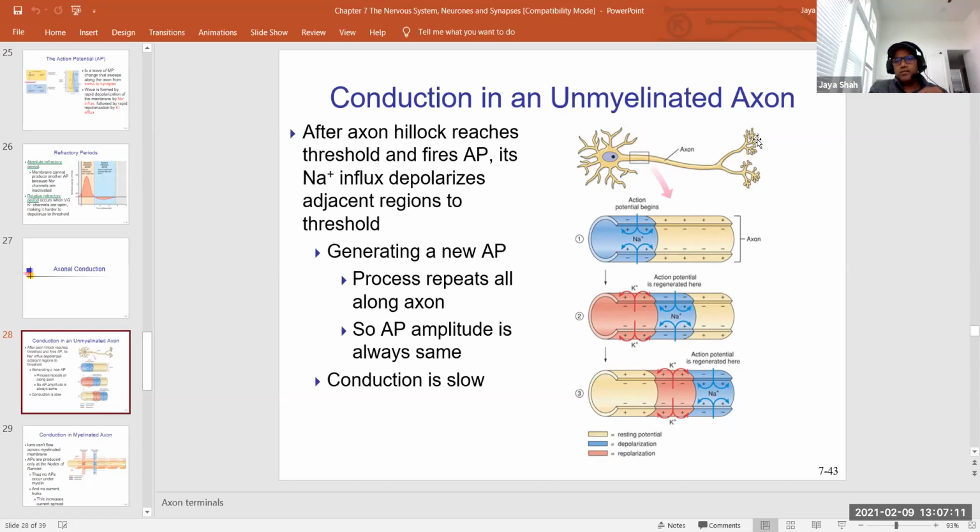Then it comes to the end of the axon. That end of the axon is called the axon terminal. It releases neurotransmitter and communicates with another neuron.